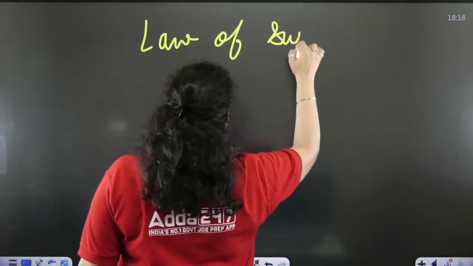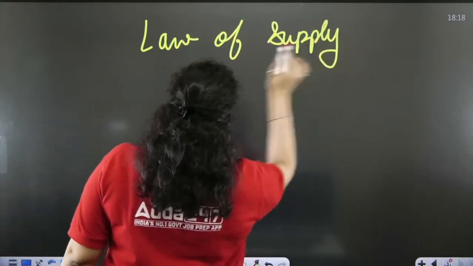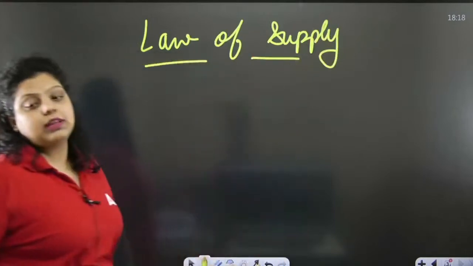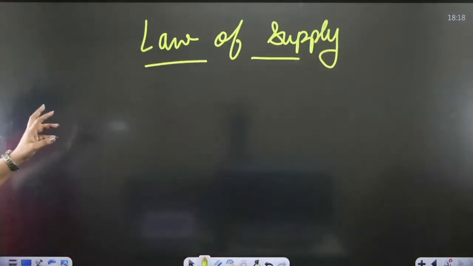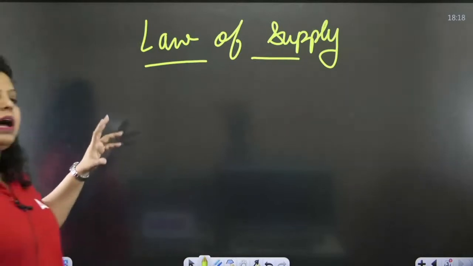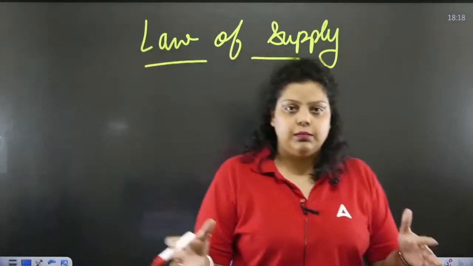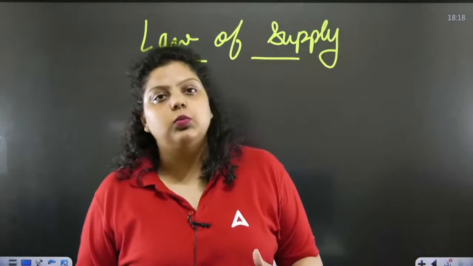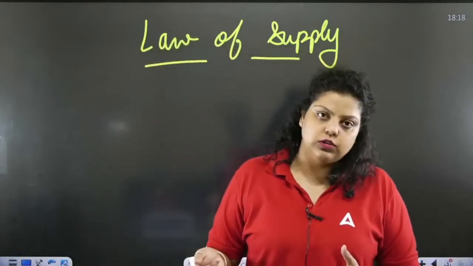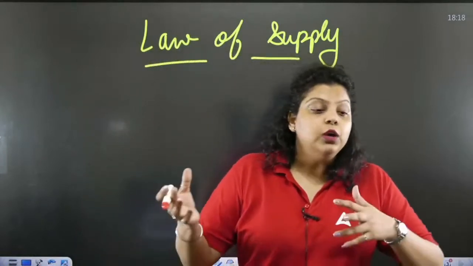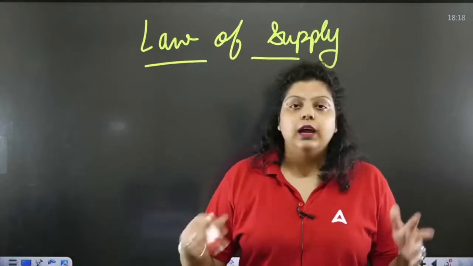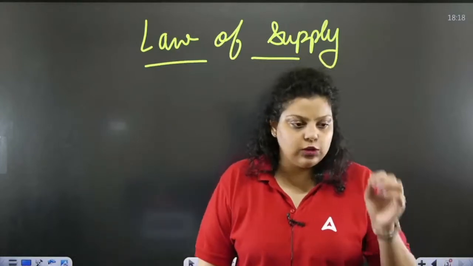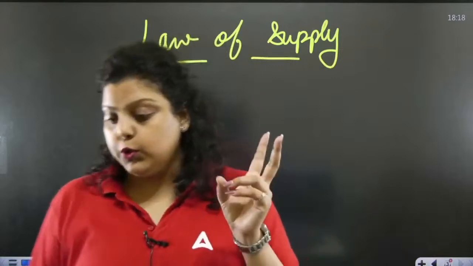Whatever we discussed in your part 1, the types of goods, is going to help in the law of supply also, because the law of supply also has certain exemptions. The exemptions will be seen in certain types of goods that do not follow the law of supply, and we have to discuss what they are. So that's why I'm saying both the parts are important for you to check.